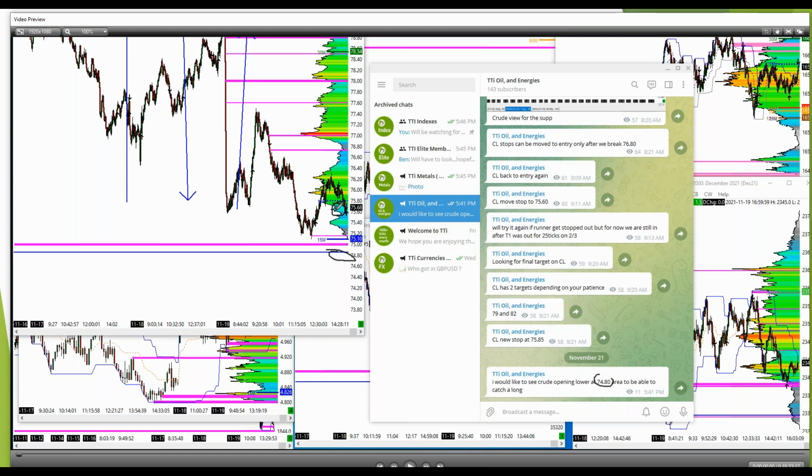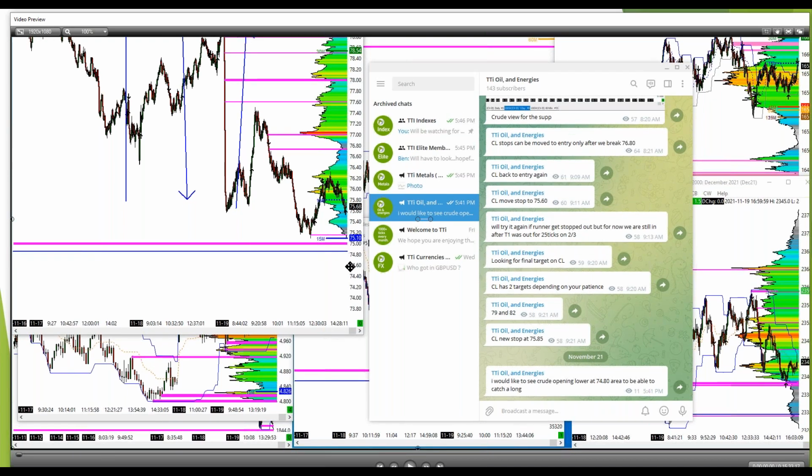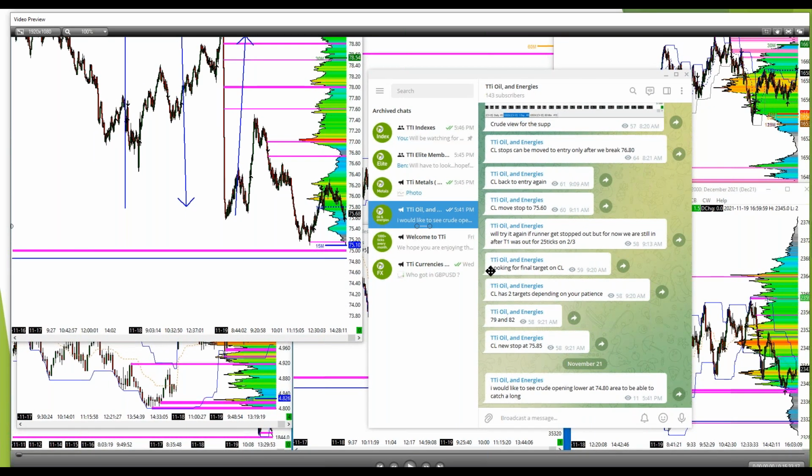So I'm expecting the crude either to open with a gap or come back down fast to 74.80. For what? For me to call it long. So at this stage, remember we talked about anticipate, confirm, execute. At this stage, I'm anticipating a long from 74.80. Look at where my line is, 74.80. Okay? And sure enough, the market opens.